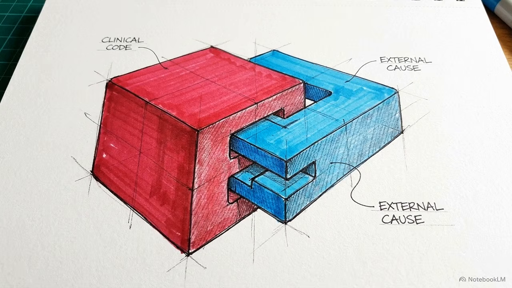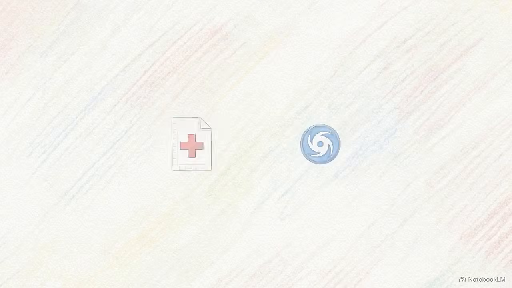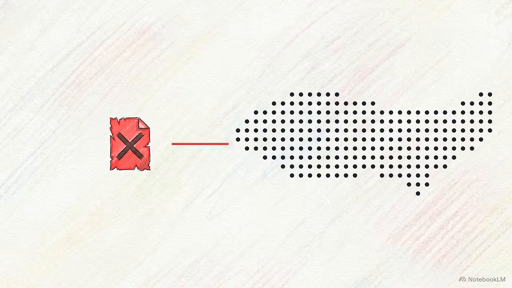To maintain data integrity, an external cause code must structurally attach to a foundational clinical code. It cannot stand alone on a medical claim. Treating an external cause code as a standalone diagnosis corrupts the individual medical claim and distorts the broader epidemiological tracking systems relying on that data.